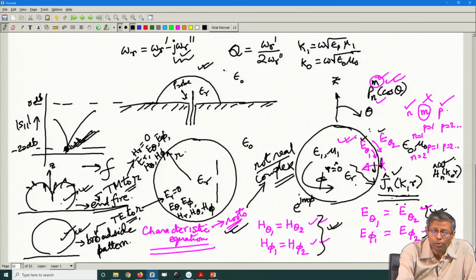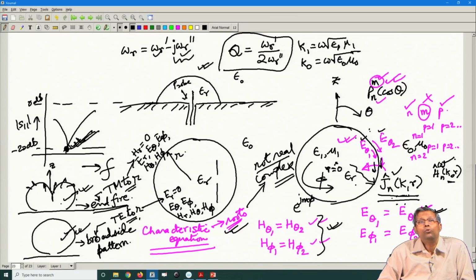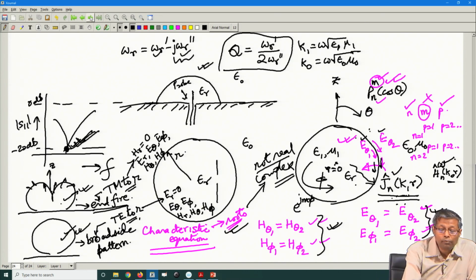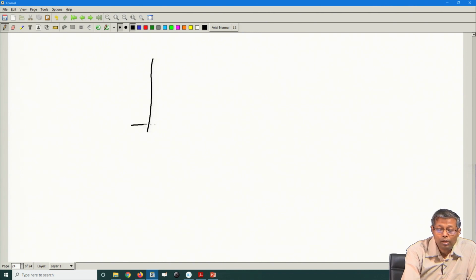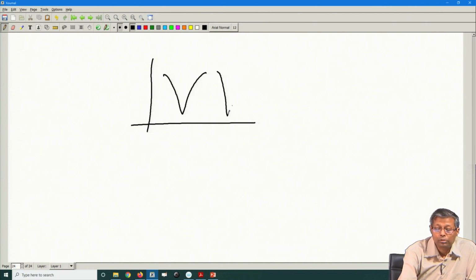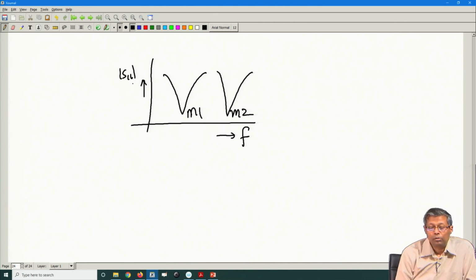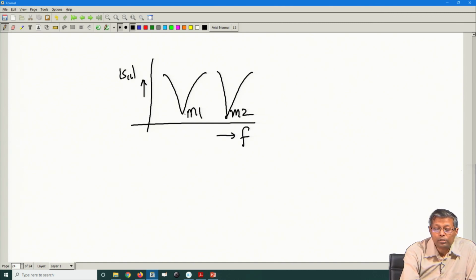So, why is this quality factor important? Because we want to excite modes, let us say, to couple with another mode. Let us suppose we want to have a structure in which we have two resonances. These two resonances are mode 1 and mode 2. So, that is my mod S11. So, this is a dual band structure, with minus 20 dB let us suppose and this is 0 dB.